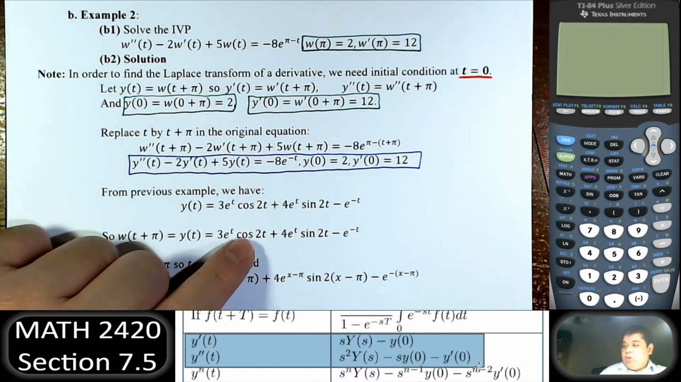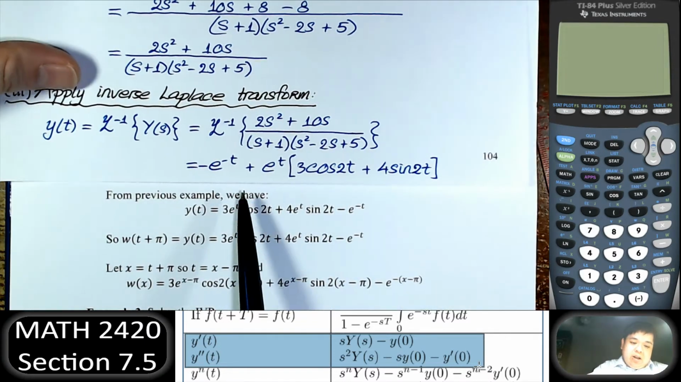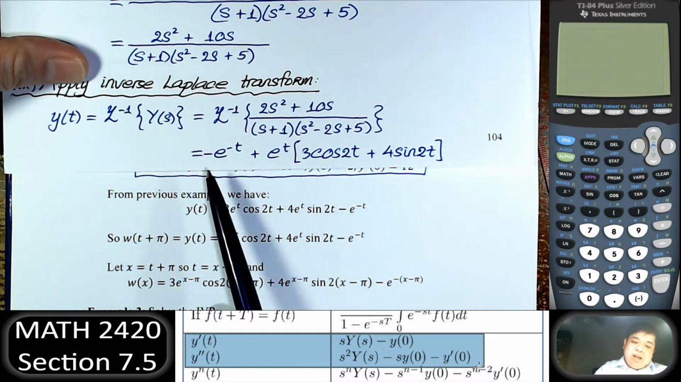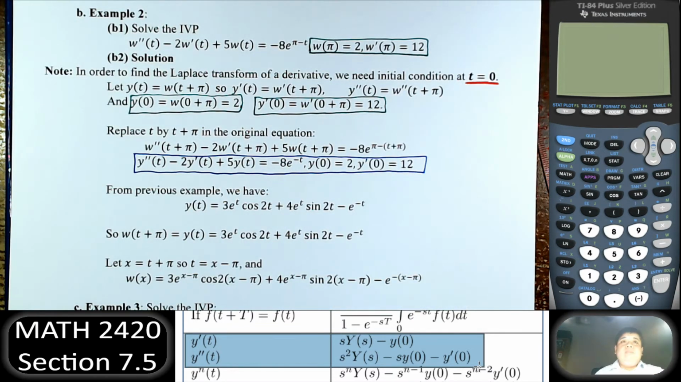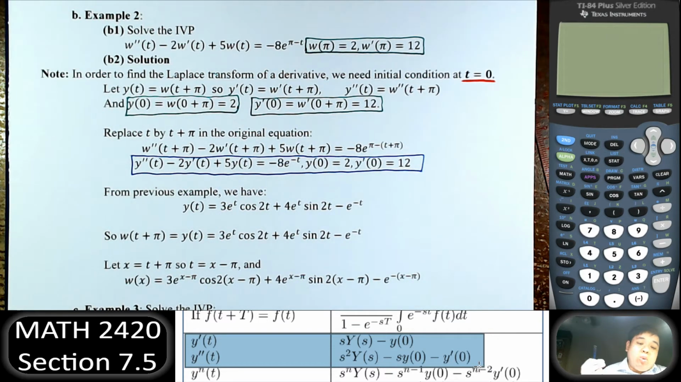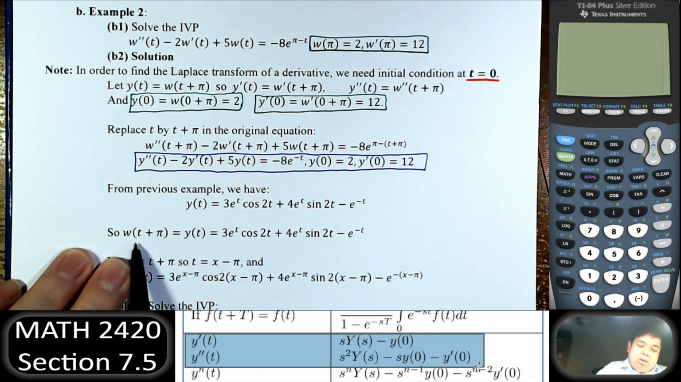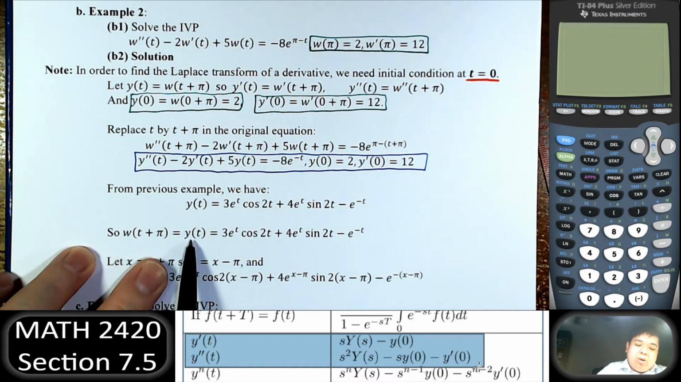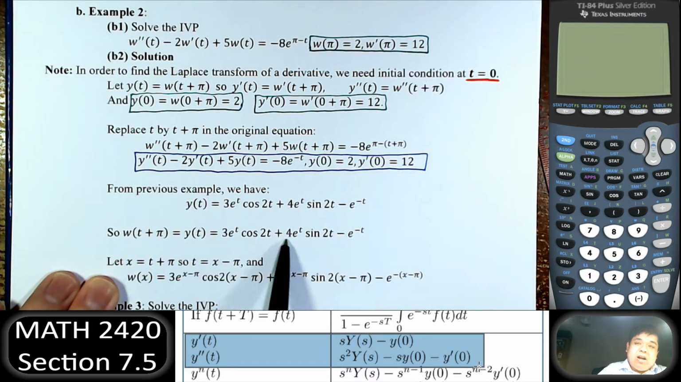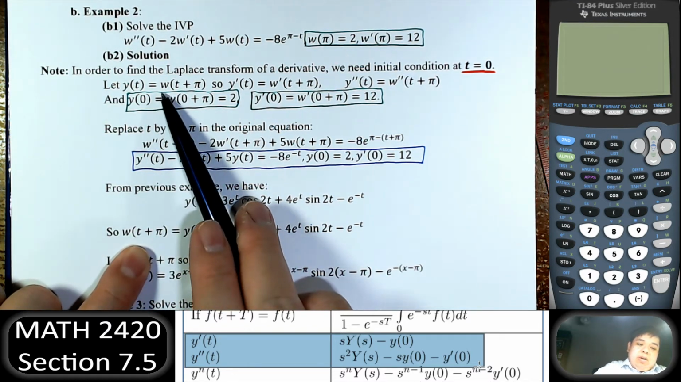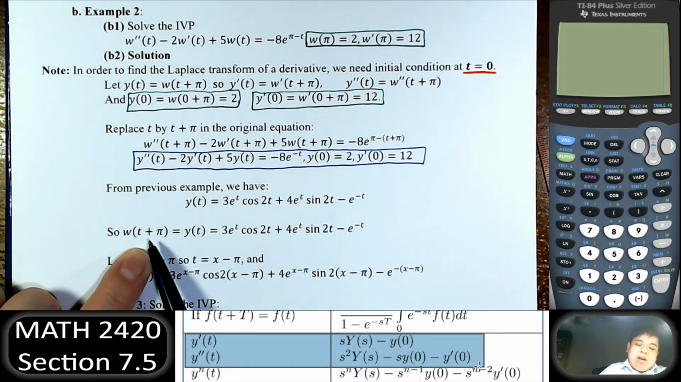We're just going to write the solution. Of course, I shuffled it: 3 e to the t cosine of 2t, 4 e to the t sine of 2t, and then negative e to negative t. Right. So we have y of t. But the problem is we're not solving for y, we're solving for w. So we have to replace. So w of t plus pi is equal to y of t equal to that. Right? Because that's what we said. W of t plus pi is equal to y of t. Now that's what we have.